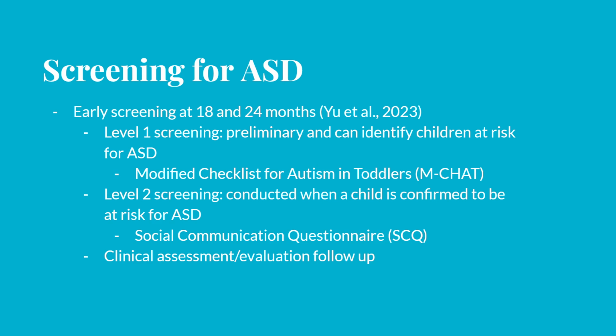Parents can use screeners like MCHAT to assess if they should follow up with their child's primary care provider. MCHAT is a Level 1 screener. The primary care provider will do their own screening, something possibly like a SCQ, Social Communication Questionnaire, which is a Level 2 screener, and then provide a referral for clinical assessment if they confirm risk of ASD.